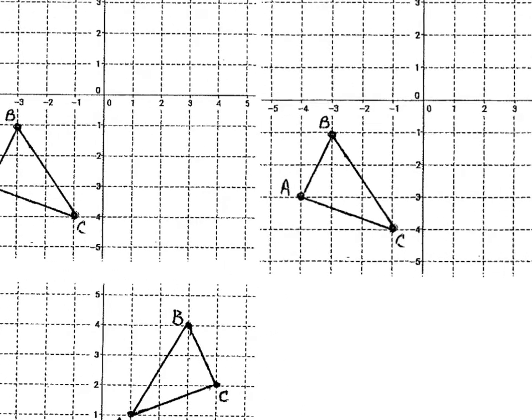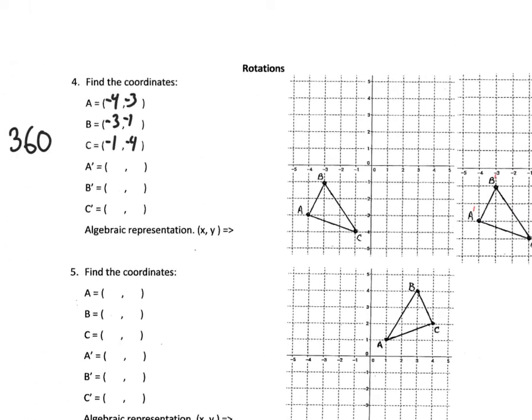Just because I feel like I need to, I'm going to call this A prime, B prime, C prime. Well, the coordinates are all the exact same. Which means that my algebraic representation, if nothing changed between X and Y, nothing is going to change between the other X and Y either.